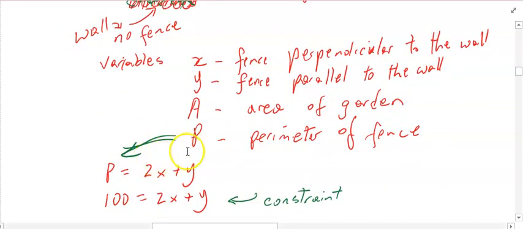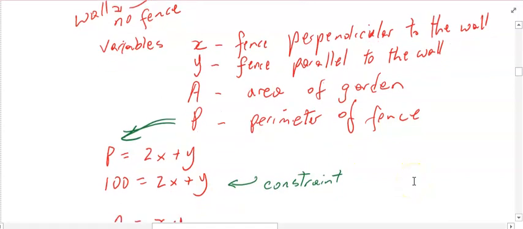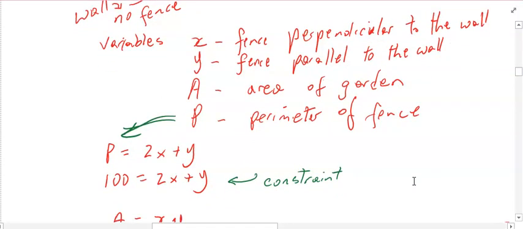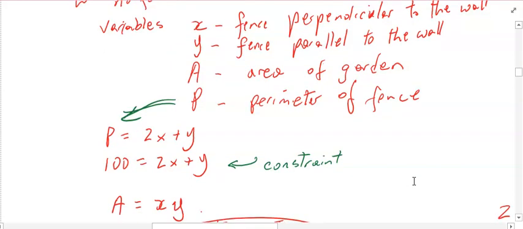Now P will be equal to 2x plus y because the 2 sides labeled x and a side labeled y, and P will be for your length of your fence. Plug in 100 for P. We have 100 is equal to 2x plus y. This is our constraint. We're limited by the amount of fencing that we have. What is the area formula? Area is equal to x times y.